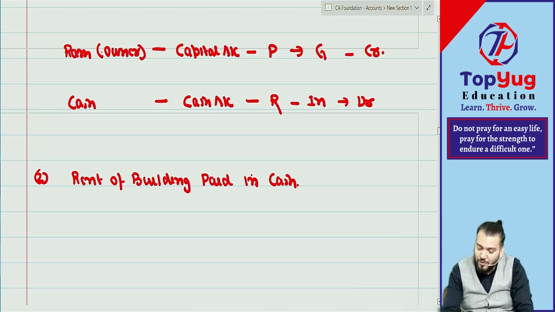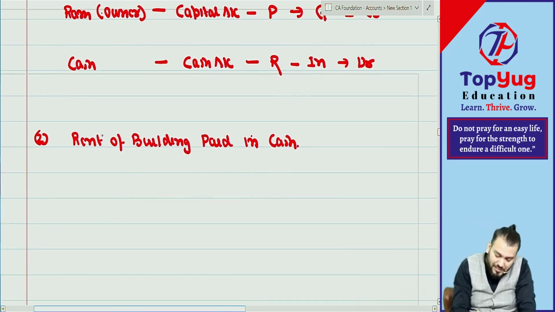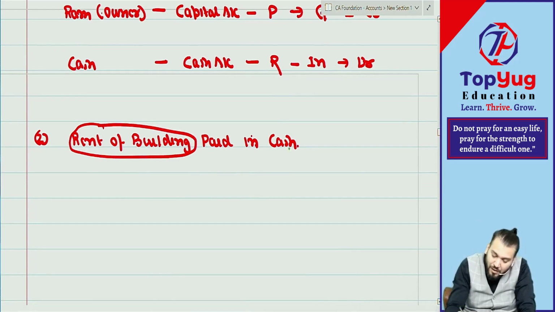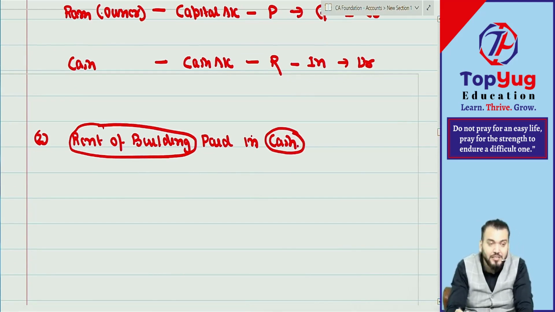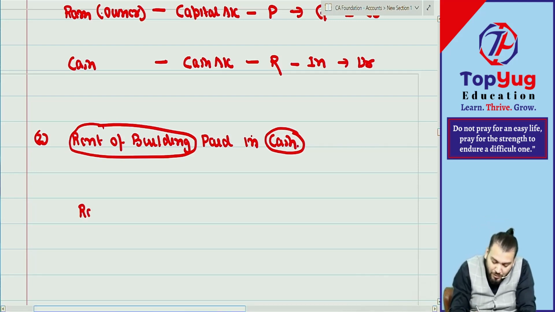So what are the two aspects? Can you say: rent of building and cash. These are the two aspects. The building was used for business purposes. So we need to open one account. Rent is one aspect. Rent of building you can write down, and cash.